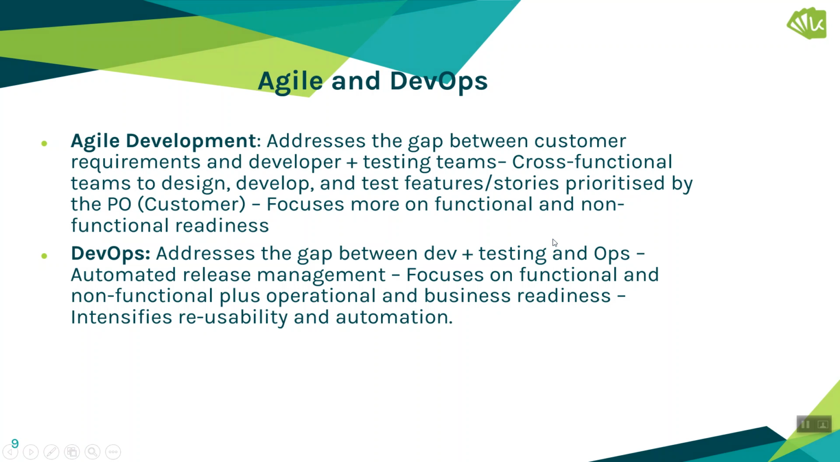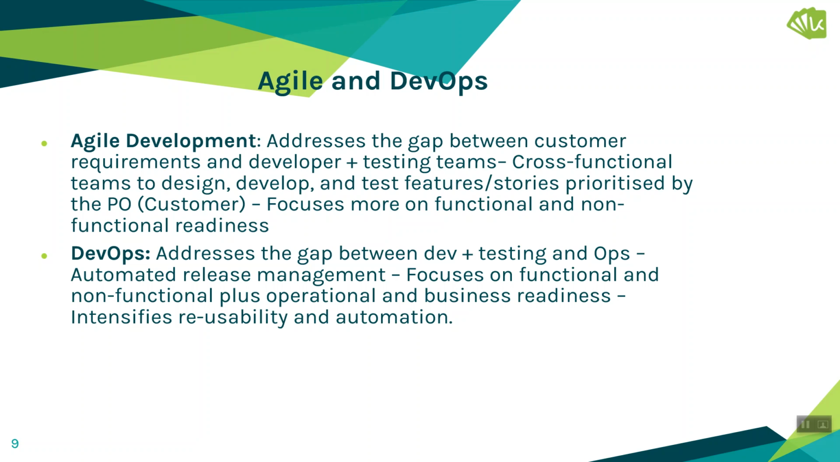Okay, here we see Agile and DevOps. Agile development addresses the gap between customer requirement and the developer plus testing team. Cross-functional teams design, develop, and test features. Stories are prioritized by the PO, and that PO is nothing but your customers. It focuses more on functional and non-functional readiness. So Agile is nothing but a process or a methodology which we need to follow.